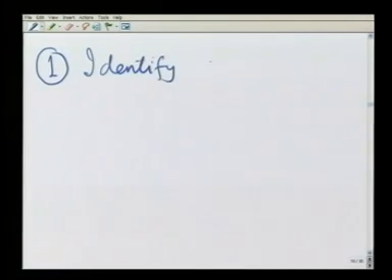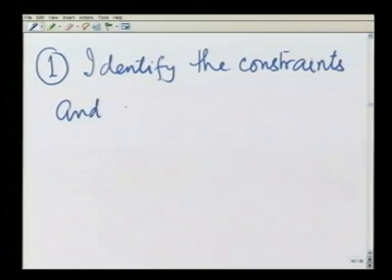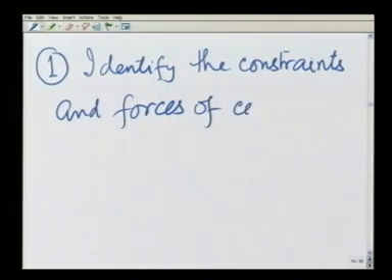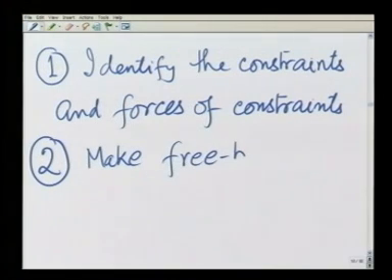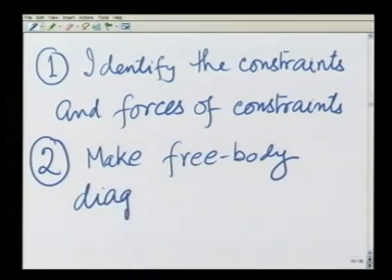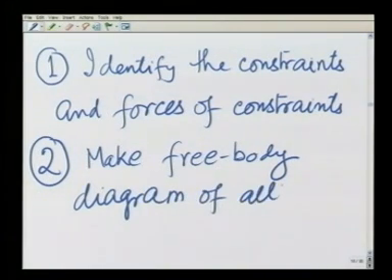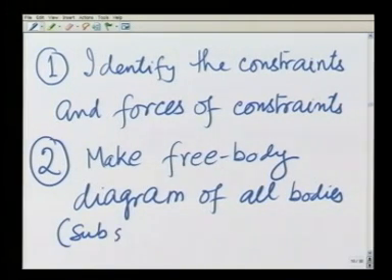Let us try to write them. So, first step in solving a problem is going to be identify the constraints and forces of constraints. Once I have identified the constraints and forces of constraint, the second step is make free body diagram of all bodies, and these bodies, which are treated separately, are also called subsystems of the system.